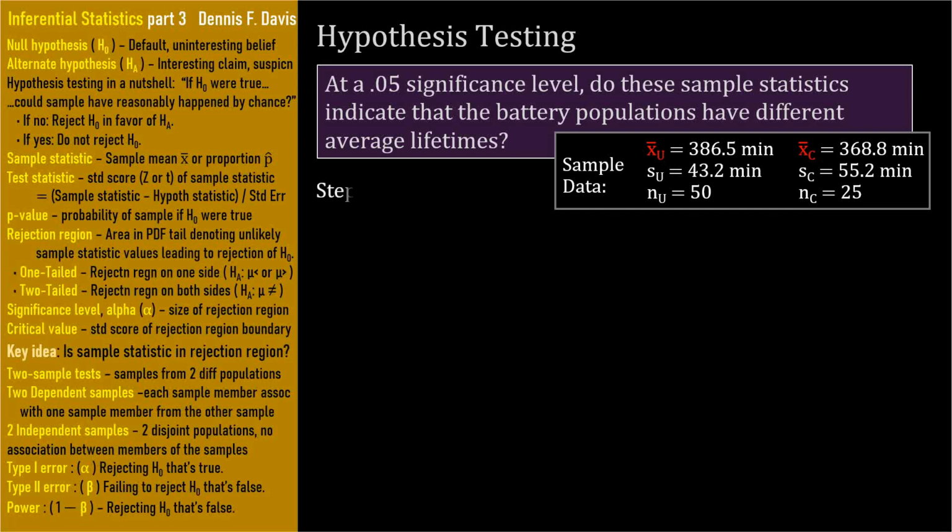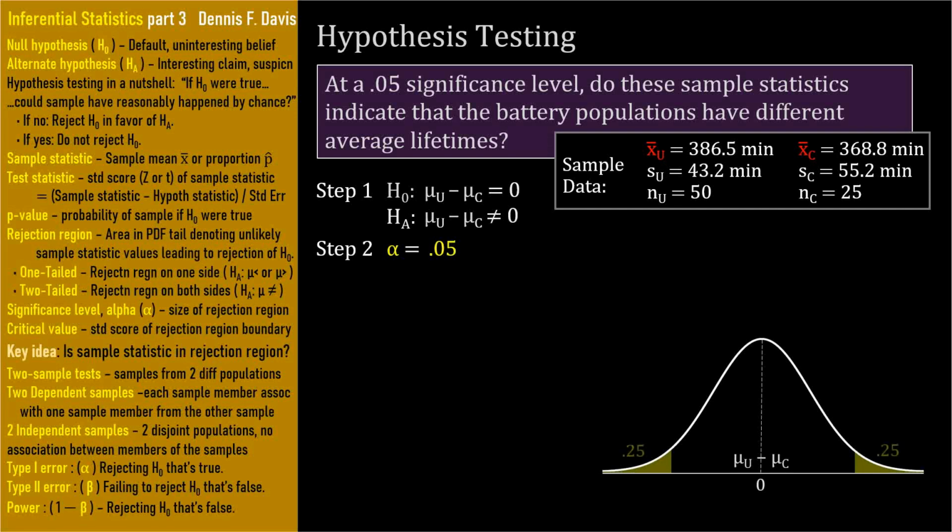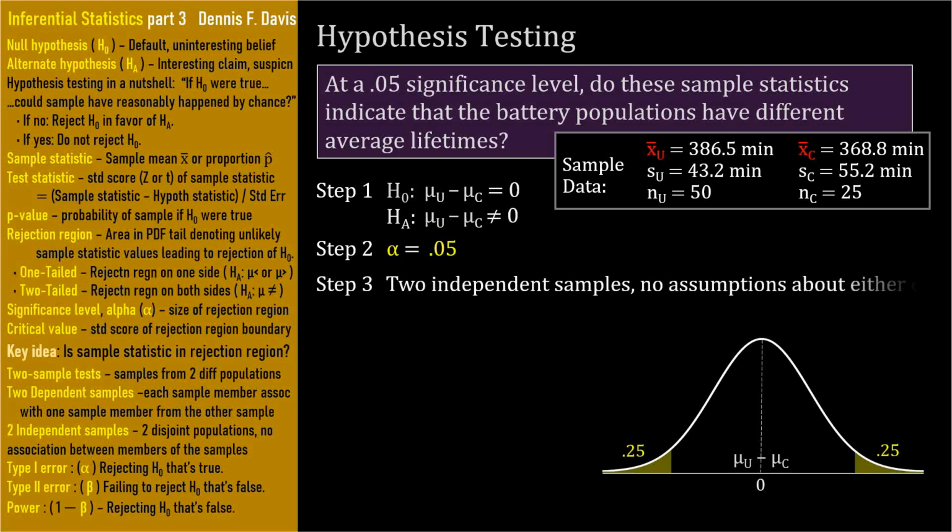We aren't given a direction to see if one sample is greater than or less than the other, only to check if they're different. So the alternate hypothesis is mu sub u not equal to mu sub c. And the null hypothesis is mu sub u equals mu sub c. We're given alpha equals 0.05. This is a test of two independent samples, and we aren't given any assumptions about either population standard deviation.